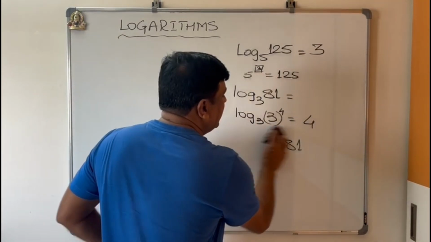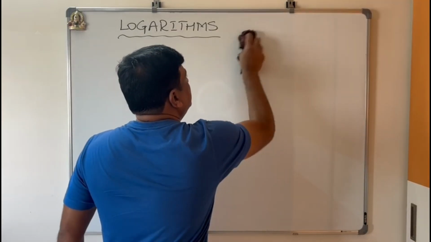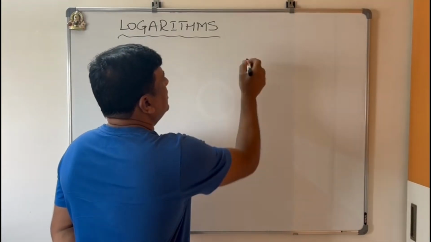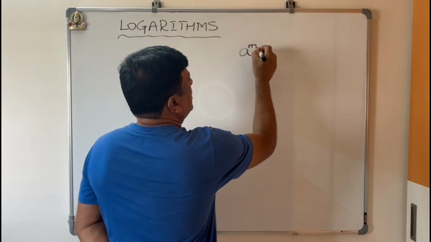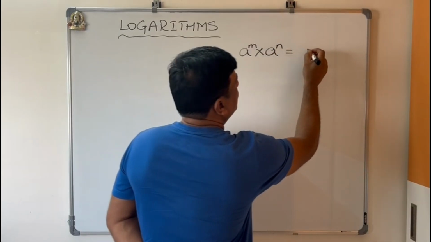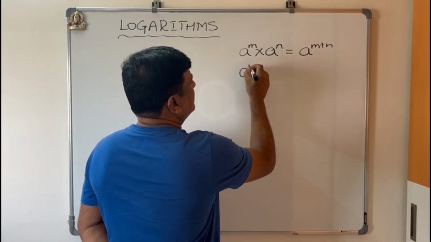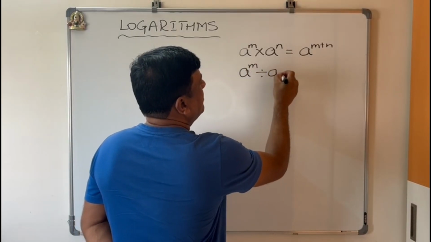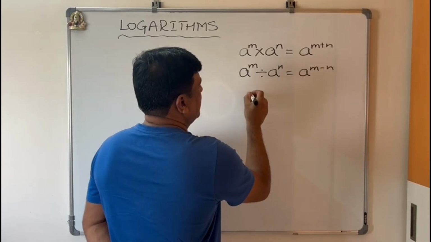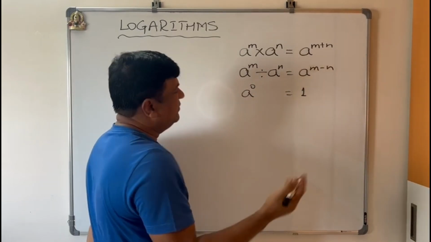So now let's get into the laws. You need to understand the laws the way we had laws in exponents, right? You guys have learned the laws of exponents. So a to the power m times a to the power n is equal to a to the power m plus n, right? You learned all these laws. a to the power m divided by a to the power n is equal to a to the power m minus n. a to the power 0 is equal to 1. Anything to the power 0 is equal to 1.